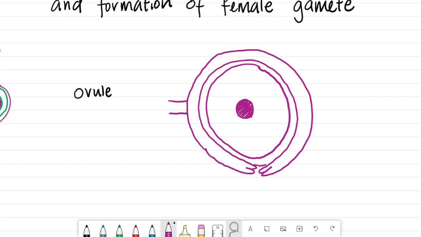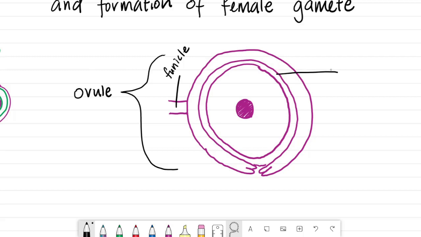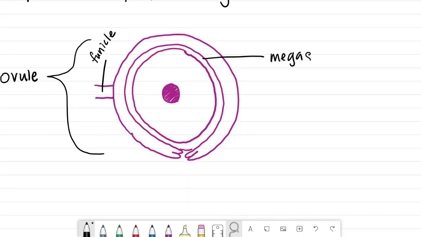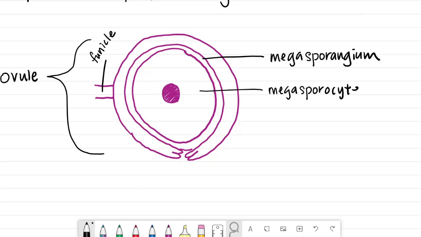Now let us get to the labeling. This entire thing is an ovule. This thing that supports it is called a funicle. It's not as important, but I'll label it for you so you know. This layer here is the megasporangium, or the sac that contains the megasporocyte. This cell in the middle is the megasporocyte.